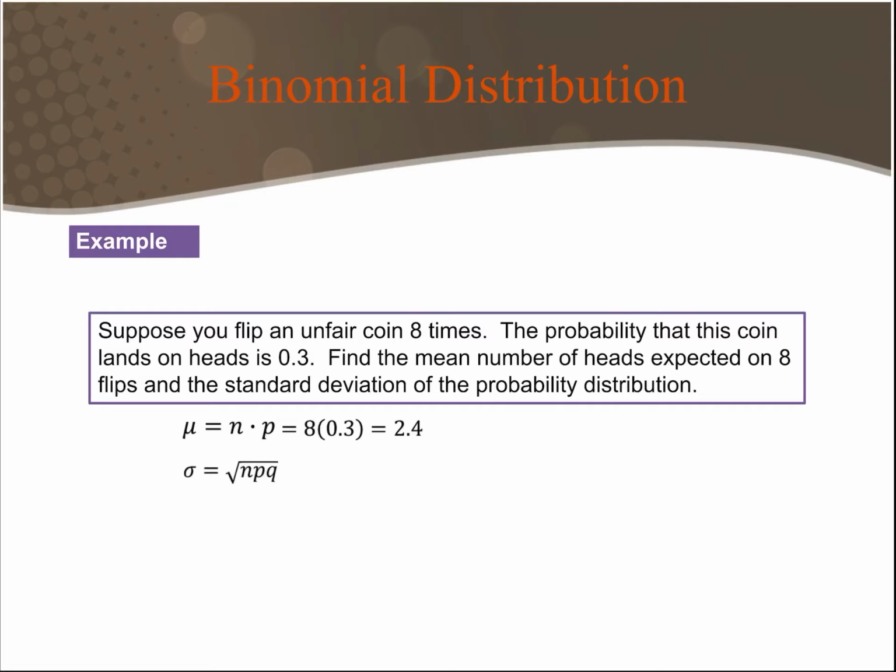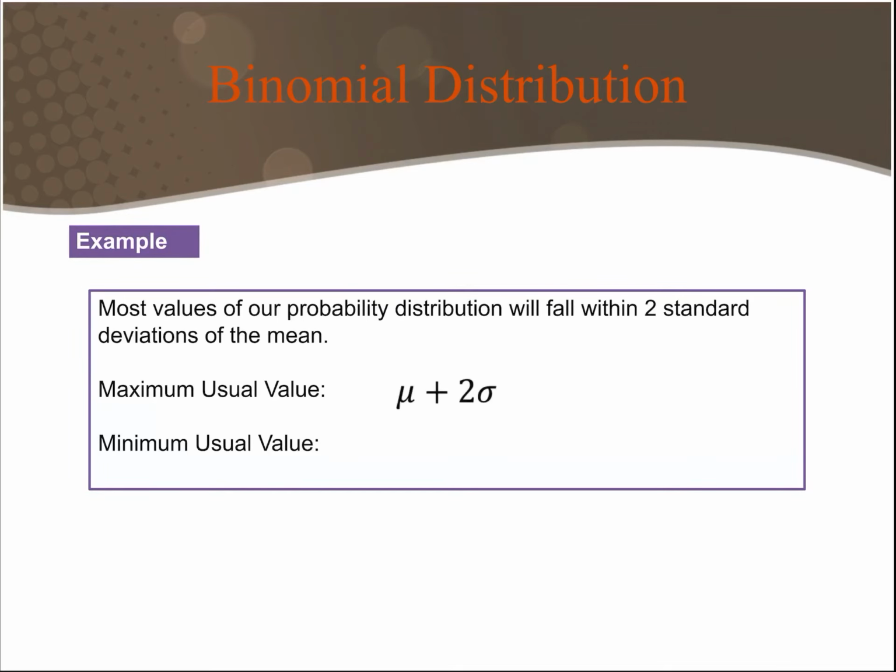Standard deviation is going to be the square root of n times p times q. So for this one, it will be the square root of 8 times the probability of a success, 0.3, times the probability of a failure, 1 minus 0.3 or 0.7, and we're going to get 1.296.